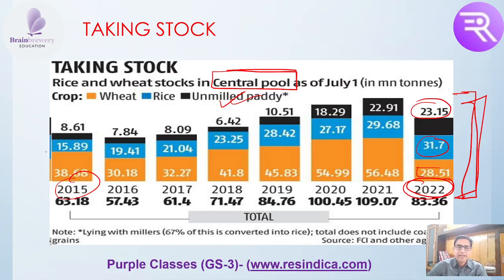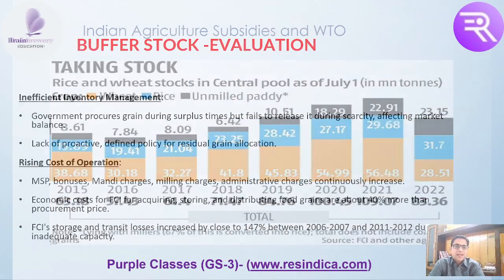If you see, there is an increase in the buffer stock in the central pool. We cannot call this only buffer stock, because it contains your strategic reserve, also your monthly targeted public distribution system requirement, and then excess stock is also there. This is what is maintained with the FCI at their warehouses and various other places in order to meet the demand of the National Food Security Act, with the help of the targeted public distribution system, and at the same time to manage any kind of calamities that happen.